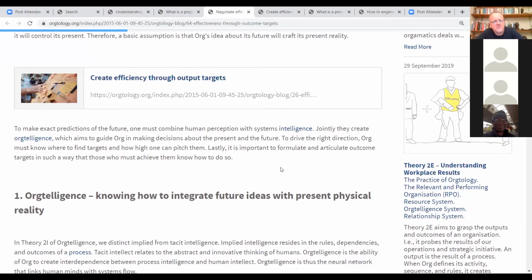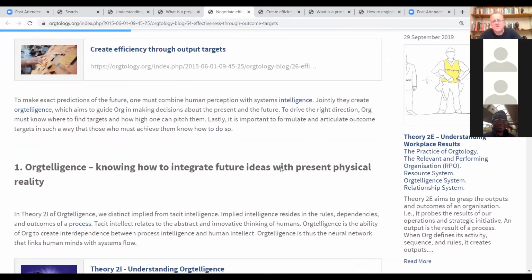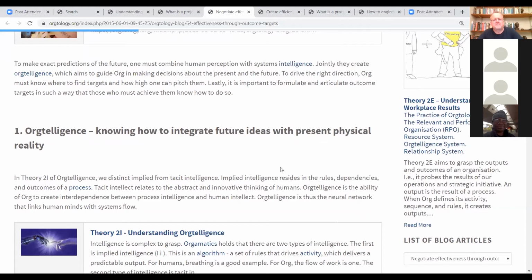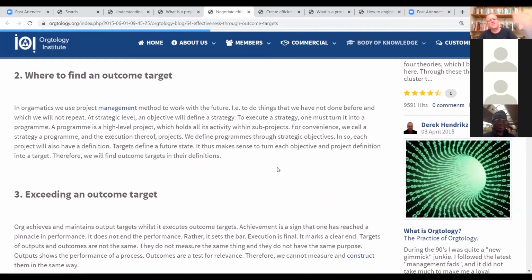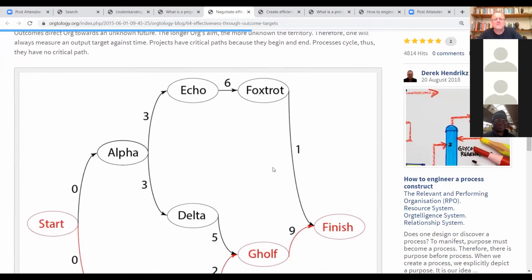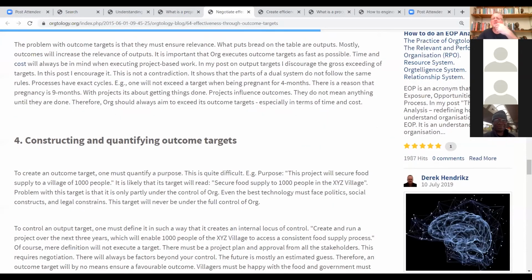That's why I also refer to the Nash equilibrium in my article about relationship constructs, because that's about creating that sweet spot. So when we set targets, we need to know how to integrate future ideas with physical reality. You can read through the article. I don't want to go through the whole thing. An outcome target would be something where we try and understand what it is that we could get and put in the action to get there.